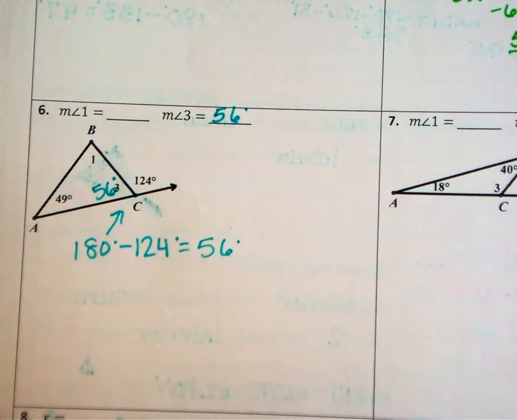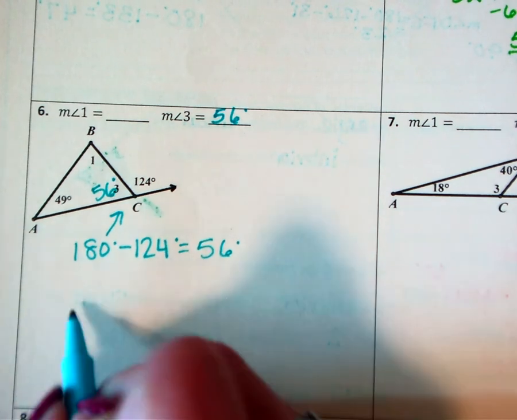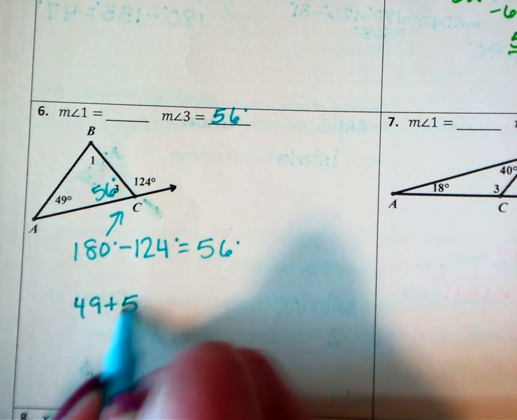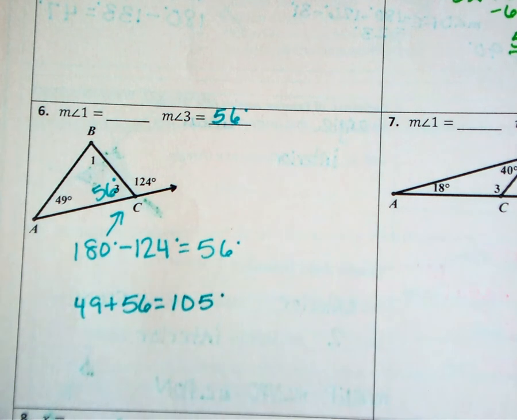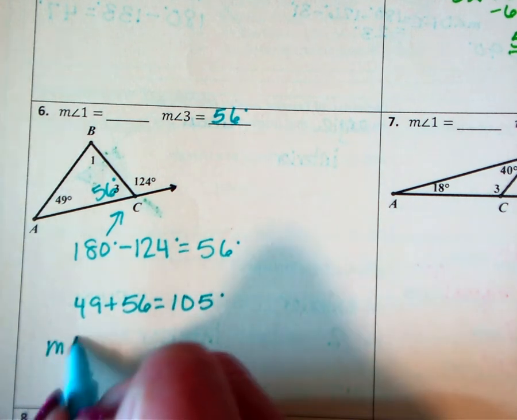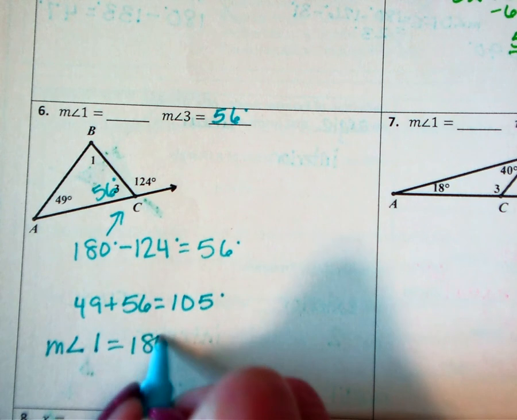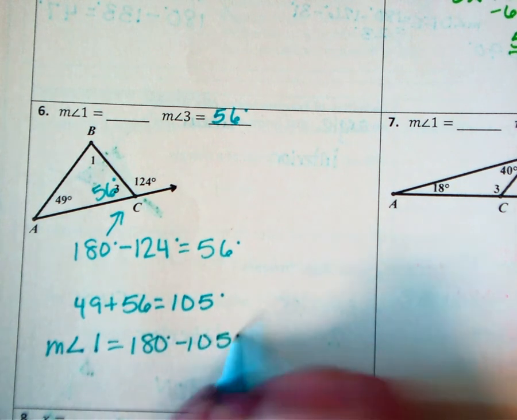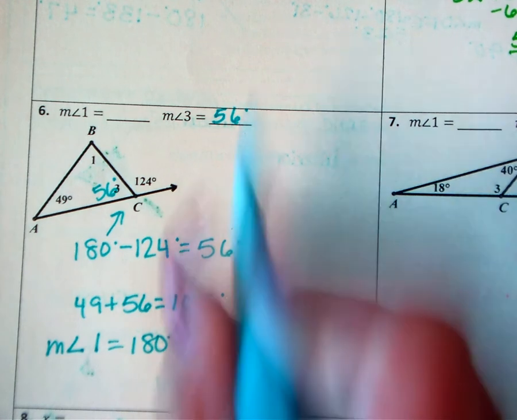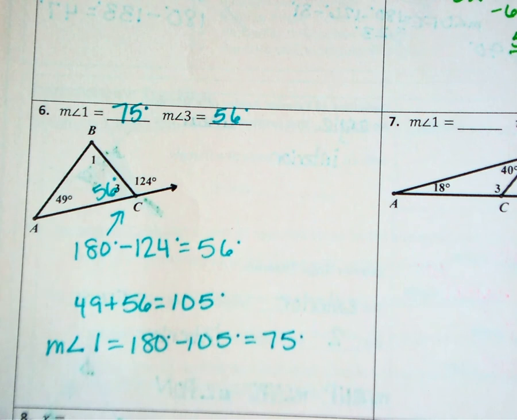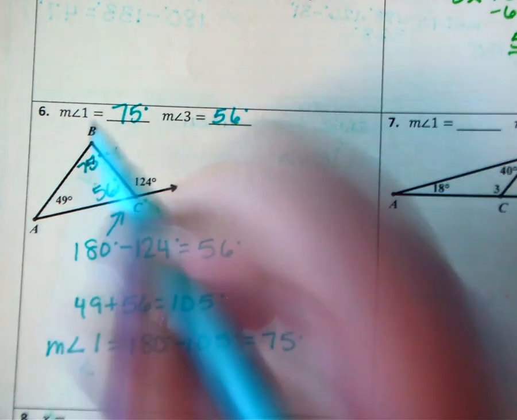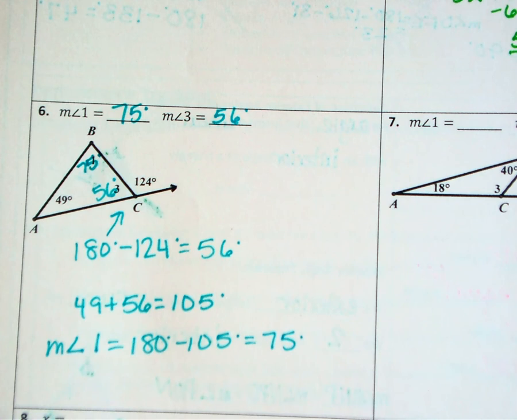And if we know that's 56 degrees, now we're set, using our new theorems and definitions, the triangle sum theorem, to add 49 and 56, which is 105 degrees. So to find the measure of angle 1, I can now take 180 minus 105 degrees and get 75 degrees. And again, what kind of triangle would I have here if angle 1 is 75? That one would be an acute triangle, right?